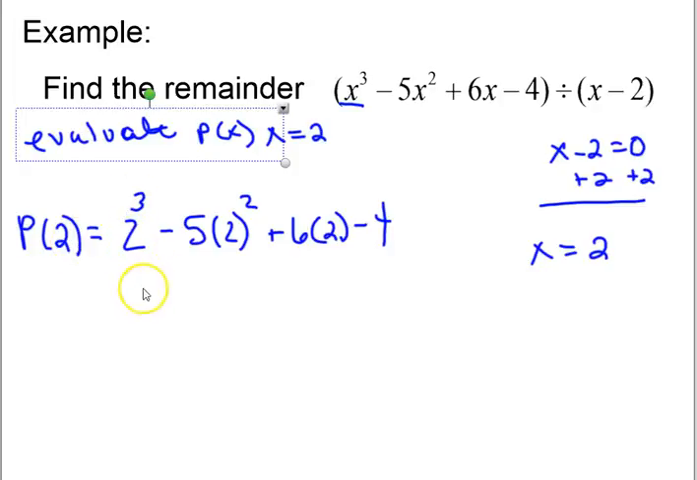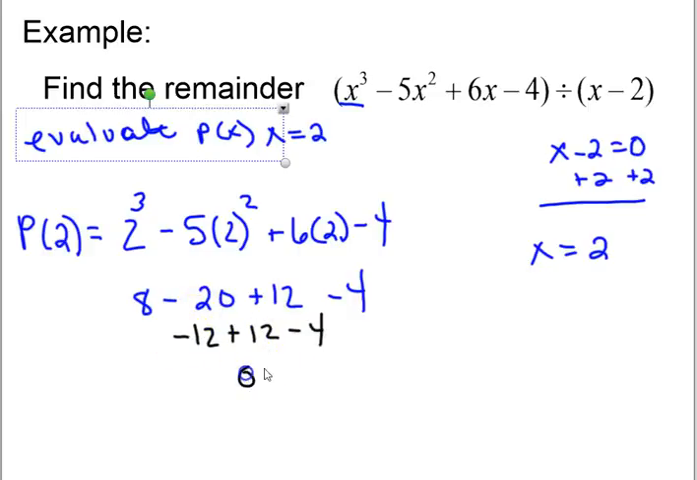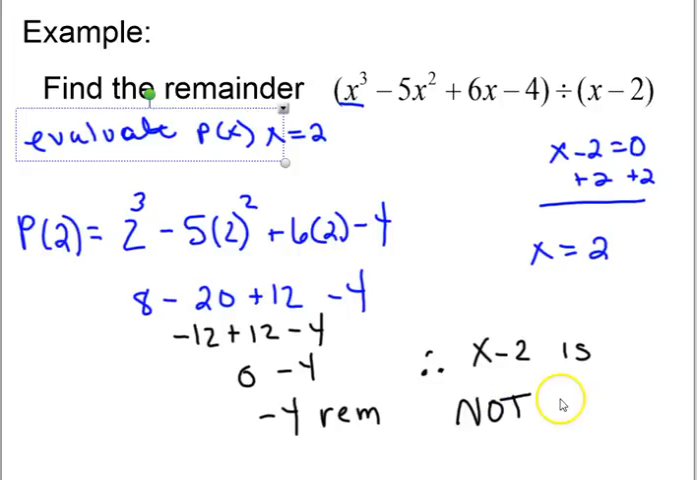So let's see what this equals. We've got 8 minus 20 plus 12 minus 4. True? So however you'd like to shake this out, I'm going to do it from left to right. So 8 minus 20 is a negative 12 plus 12 is 0, minus 4, which is negative 4. So I have a remainder. Therefore, x minus 2 is not a factor of this polynomial. Okay? It's not. Done.